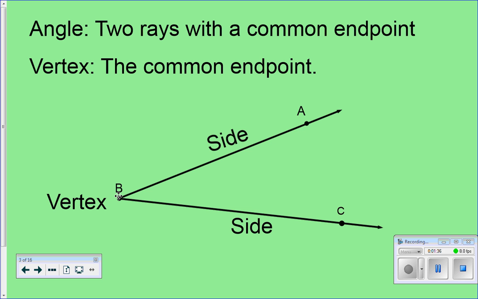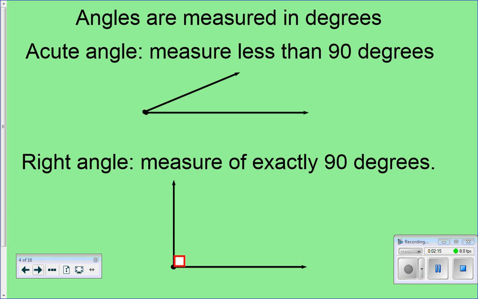Luckily, we talked about this yesterday. So rays, there's 2 rays put together, and that makes an angle. Vertex is like where they meet, the endpoint where they meet. Are you ready? You need another second? So now we get to acute and right angles and all that good stuff.